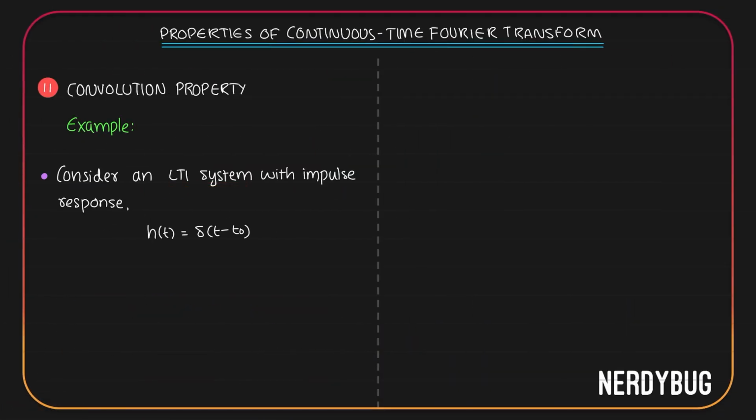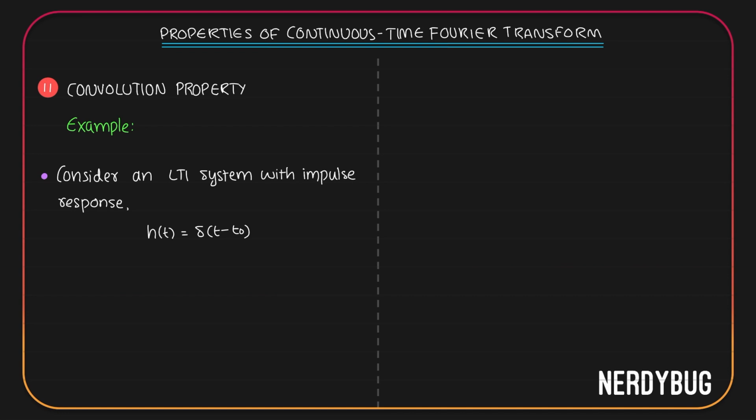Consider an LTI system whose impulse response h of t is equal to delta of t minus t naught. Now, if I give an input x of t, you can easily tell me the output. The output will be x of t minus t naught. But let us try to check it using the convolution property now.